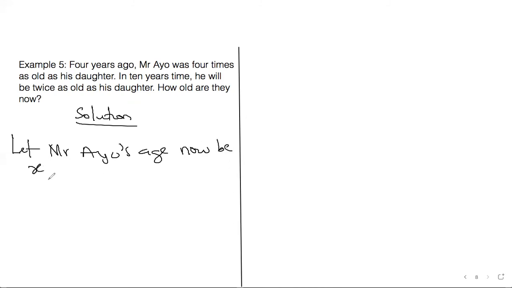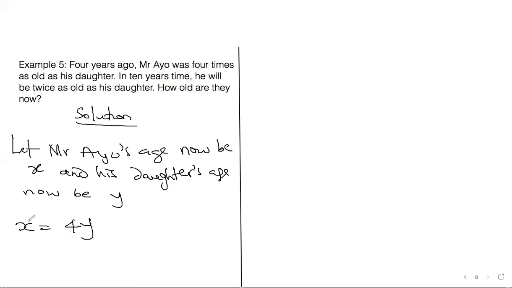So his current age is X, and his daughter's age now be Y. So their current ages are X and Y, X for Mr. Ayo and Y for his daughter's age. Currently, Mr. Ayo is 4 times as old as his daughter. So if you consider that first statement, it means that X will be 4Y because it's 4 times his daughter's age. So I can keep that as equation 1.